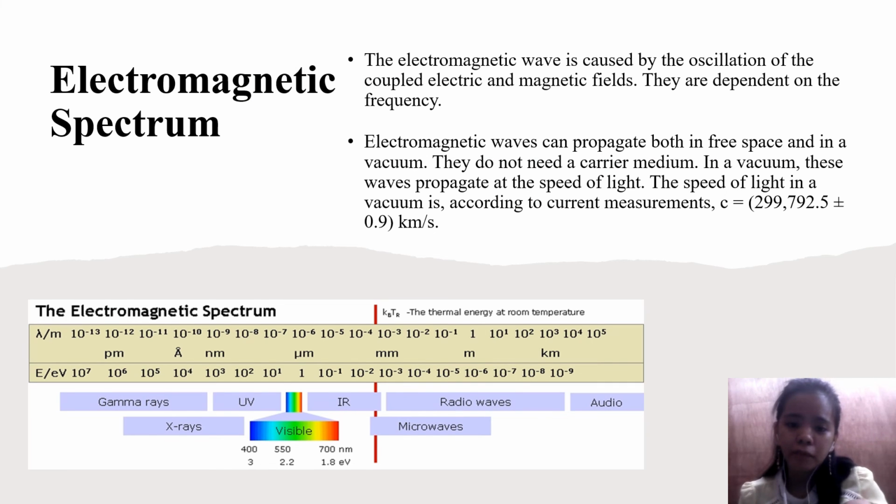In the electromagnetic spectrum, the electromagnetic wave is caused by the oscillation of coupled electric and magnetic fields. They are dependent on the frequency. Electromagnetic waves can be propagated both in free space and in vacuum. They do not need a carrying medium in a vacuum. These waves propagate at the speed of light. The speed of light in a vacuum, according to current measurement, is c equal to 299,792.5 plus or minus 0.9 km per second.